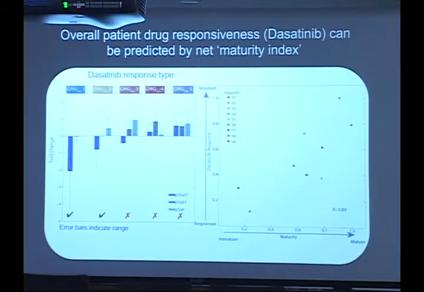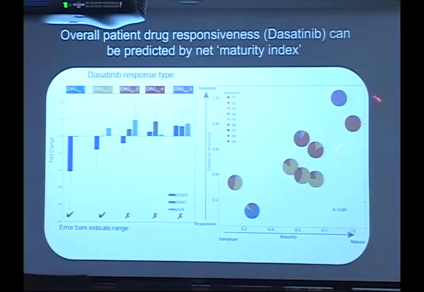And when we look at how this compares to their maturity stage, there seems to be a relationship between dasatinib response and maturity, such that immature patients, whose cells mostly look more immature, are more likely to be in these responsive types of response, whereas patients who have a more mature phenotype are more likely to have this resistance based on STAT5 signaling. And then these pies here just show that in every patient, not all of the cells fall into the same signaling response.